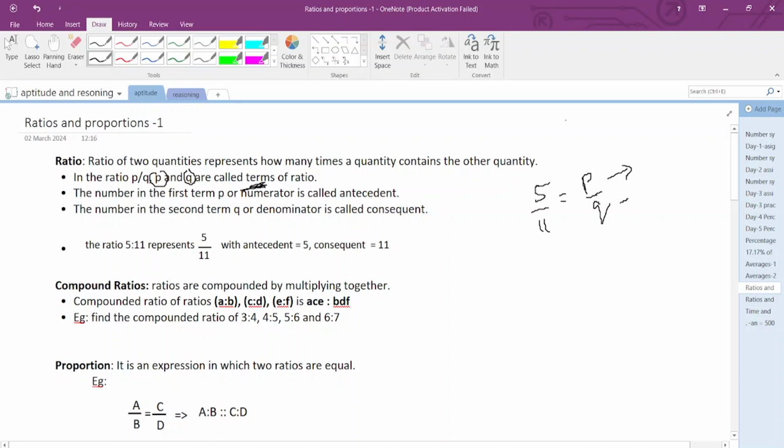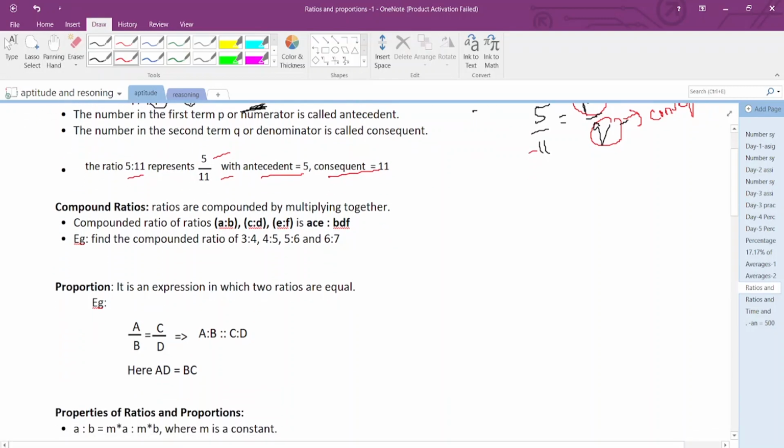And also, let's take term p, which is the numerator. This is called the antecedent. And the term q, the denominator, we call it the consequent. Clear? So antecedent and consequent. Let's suppose we take the example of 5:11. I already told you, 5:11 can be written as 5/11, where 5 is the antecedent and 11 is the consequent. Correct? So now this is about the ratio.